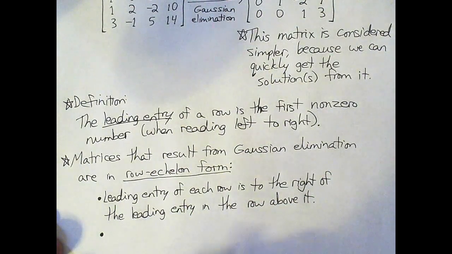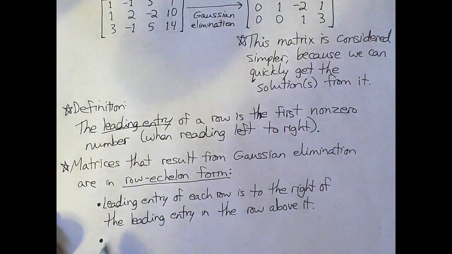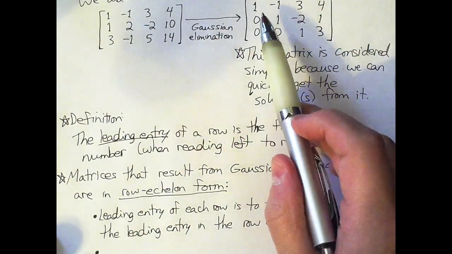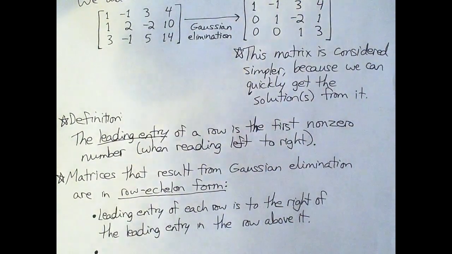There's one other thing, but maybe I should say something about this sentence. The leading entry of each row is to the right of the leading entry in the row above it. That's kind of wordy, but can we decipher what that means? Well, maybe just look at this one up here. How about I circle the leading entries?